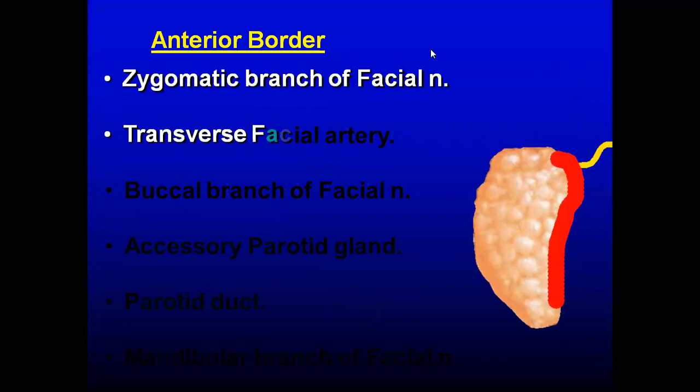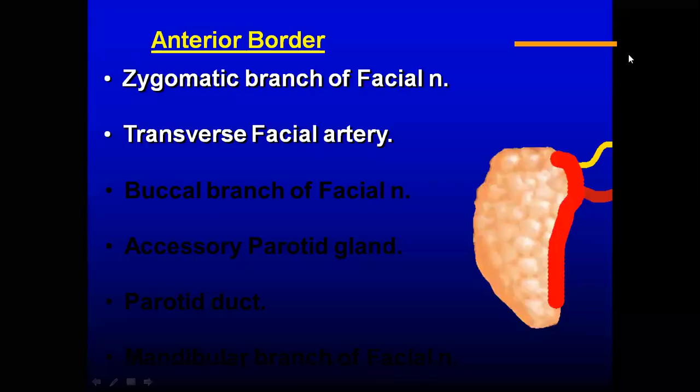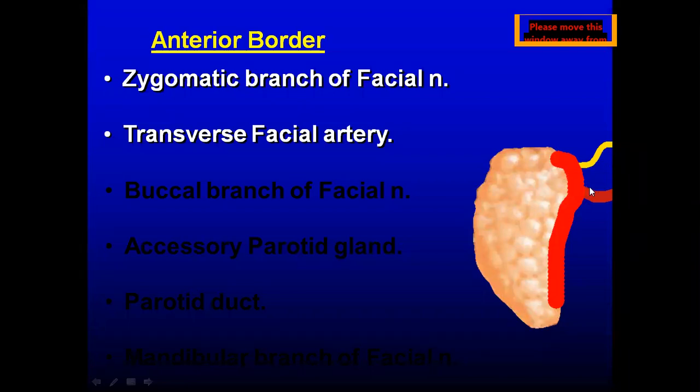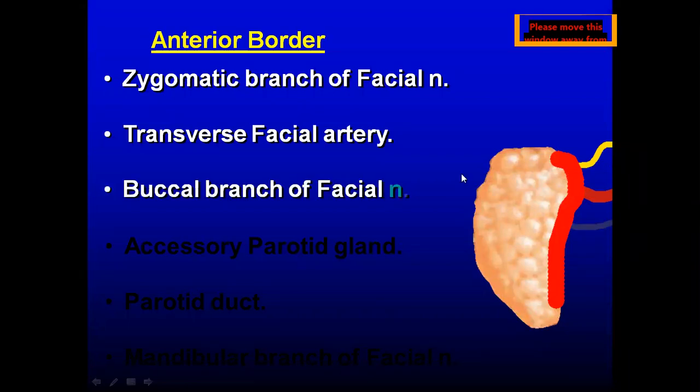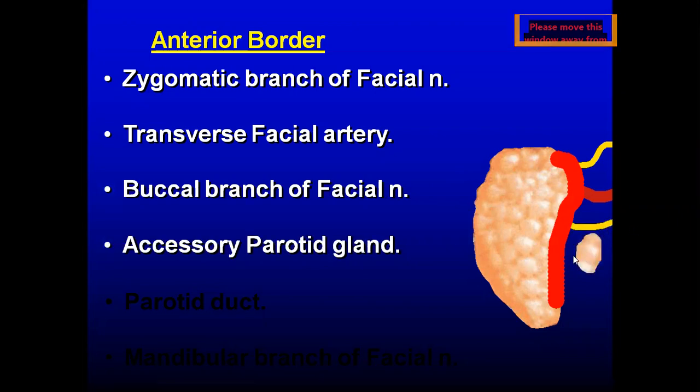Then the anterior border, it is related to zygomatic branch of facial nerve. The anterior border is related to zygomatic branch of facial nerve, transverse facial artery, buccal branch of facial nerve, accessory parotid gland, the parotid duct, and mandibular branch of facial nerve.